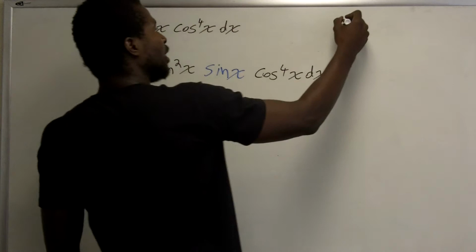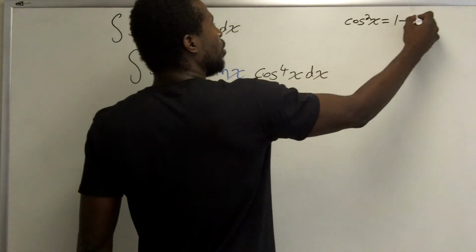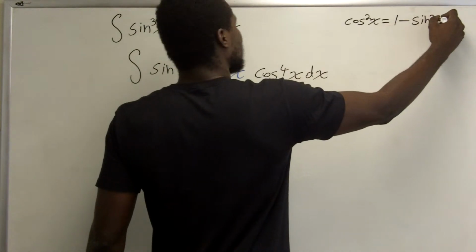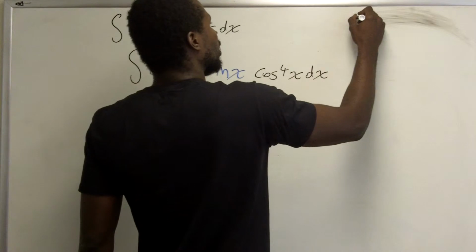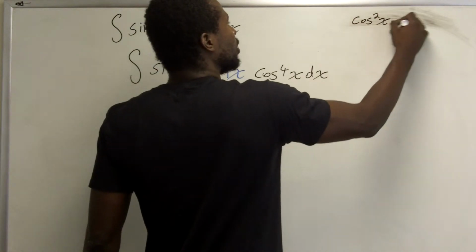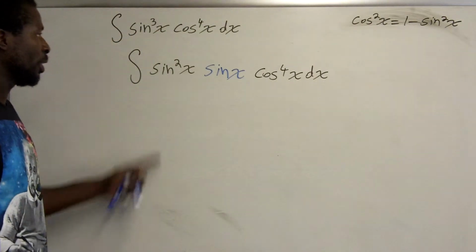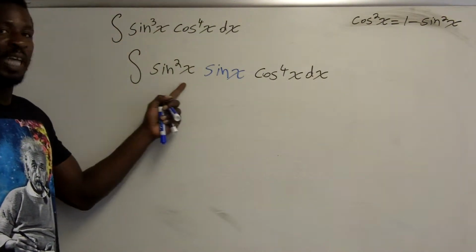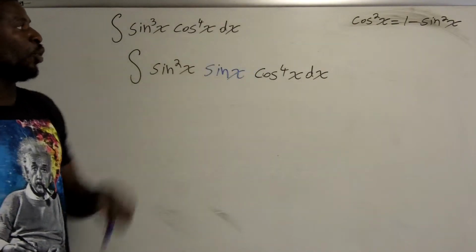Well, the Pythagorean identity says that the cosine squared of x is equal to 1 minus the sine squared of x. Oops, that's not the one I want. I want the one that says the sine squared of x is equal to 1 minus the cosine squared of x. So that's the one I'm going to use. I'm going to change these extra factors of sine that I don't need, because they're not going to help me with my du, into cosines.